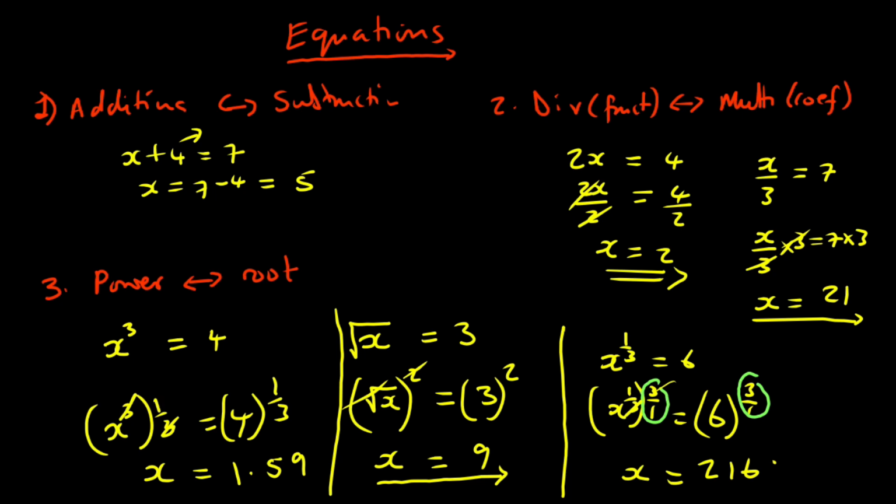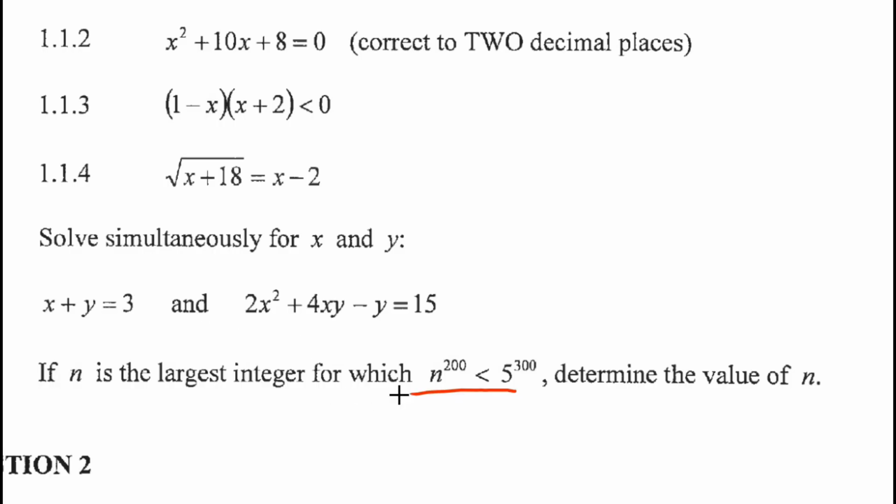So now let's move on to our question. The question that we were given here is, if n is the largest integer for which n to the power 200 is less than 5 to the power 300, determine the value of n. Remember, for inequalities, if you don't remember them, make sure that you check in the comment section. I'm going to leave the link for the lessons that we did before.